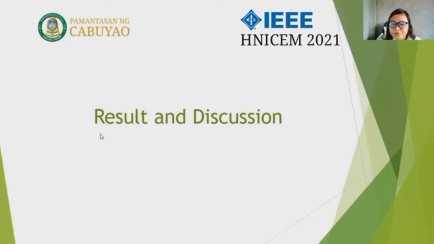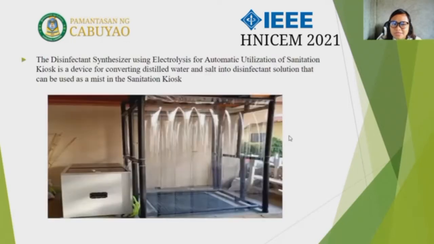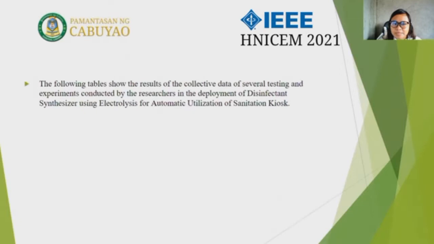And now we will go to the results and discussion. The disinfectant synthesizer using electrolysis for automatic utilization of sanitation kiosks is a device for converting distilled water and salt into disinfectant solution that can be used as a mist in the sanitation kiosk. The table shows the result of the collected data of several testing and experiments conducted by the researchers in the deployment of the design project.